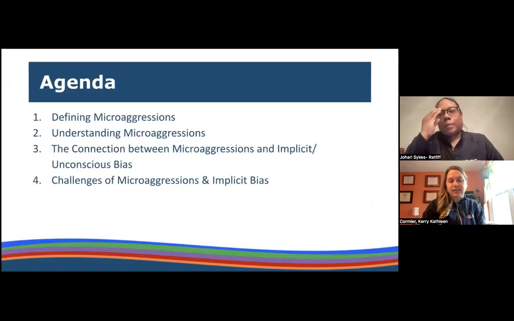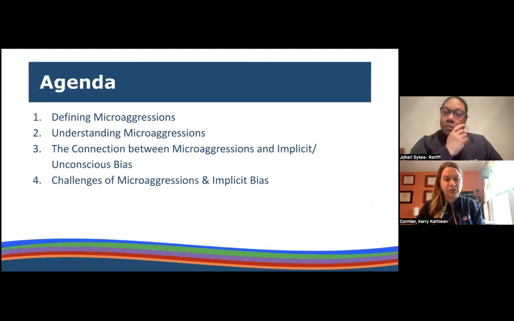So the agenda for today's session is to define microaggressions, understand microaggressions, and then explore the connection between microaggressions and implicit and unconscious bias, and then understanding the challenges of microaggressions and implicit bias.